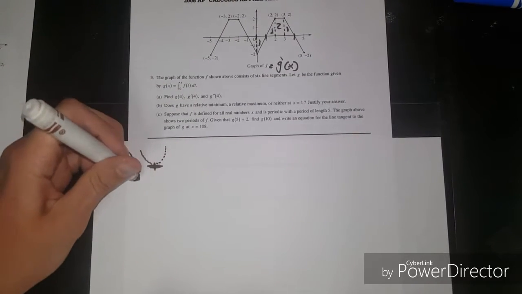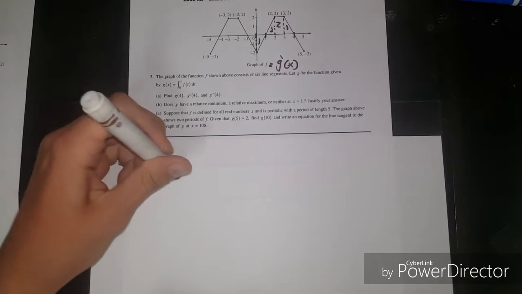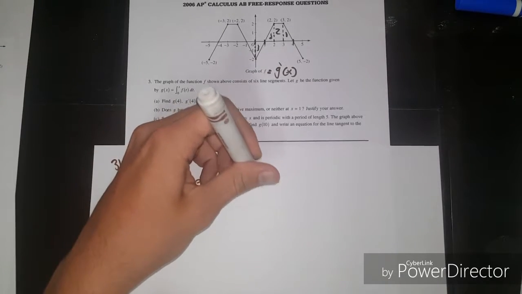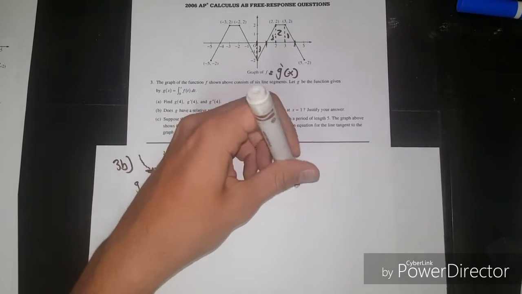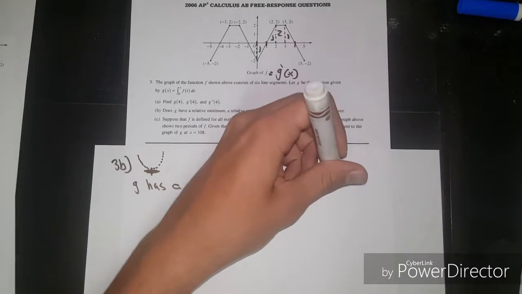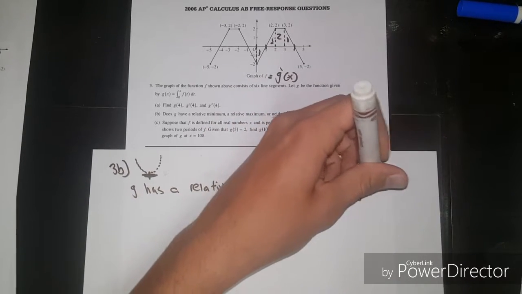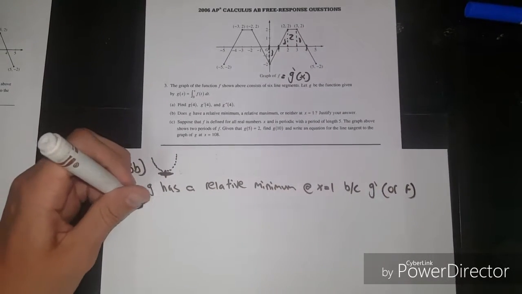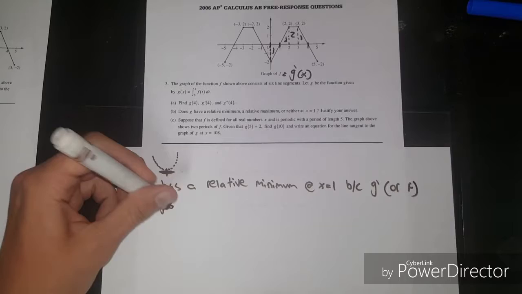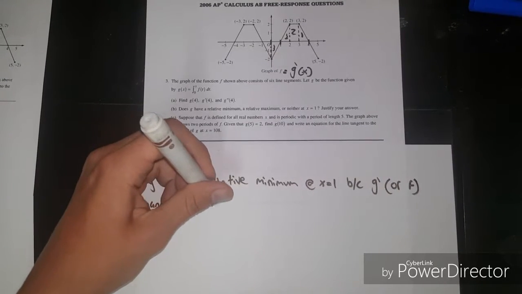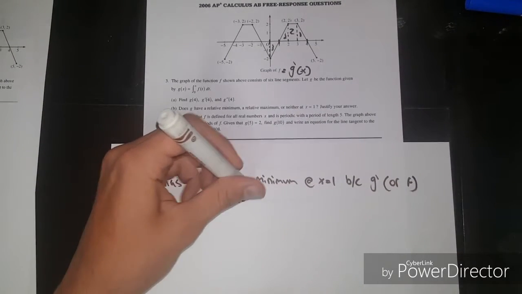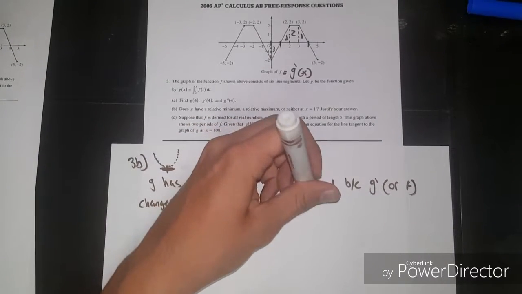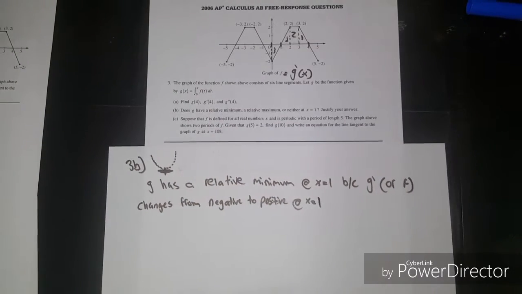So we can write out g has a relative minimum at x equals 1 because g prime, or f for that matter, because they're equal to each other, changes from negative to positive at x equals 1. So that's our answer for part B.